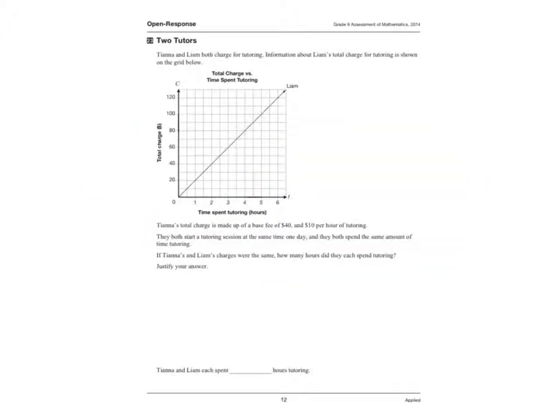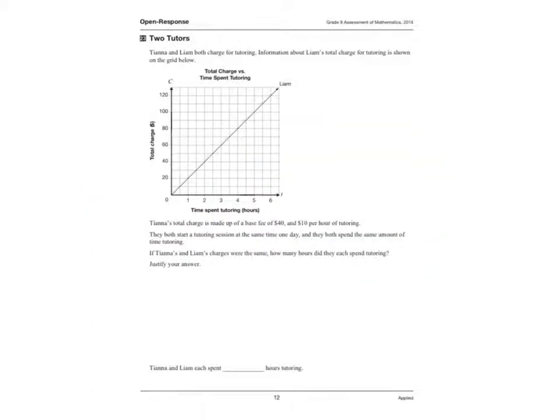This question gives us Liam's information in a graph, but Tiana's information in text. And it tells us Tiana's total charge is made up of a base fee of $40 and $10 an hour of tutoring. It wants to know if they both start tutoring at the same time one day and they both spend the same amount of time tutoring but get paid the same, how many hours did they spend? So at what point do both charges equal the same amount for the same amount of time?